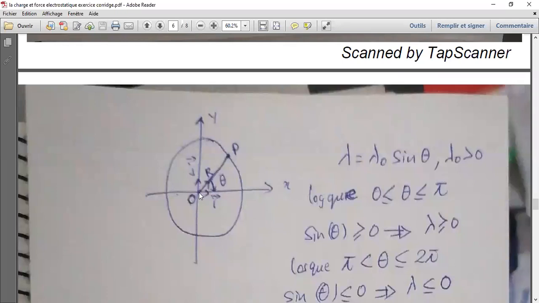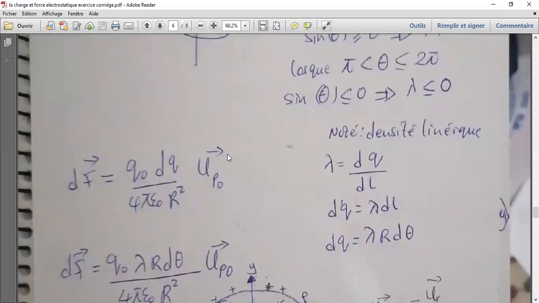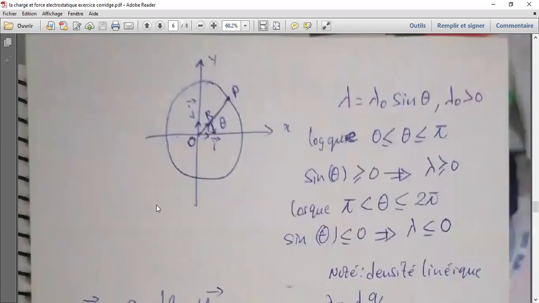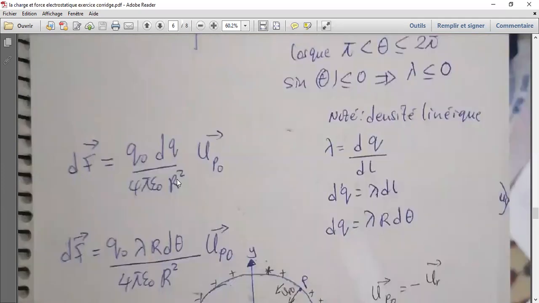So the force which is created here, this one is a constant. It will never change. But the charge which is here is in constant change. That's why you have seen here I've put what? dq. So it will be q0 times dq divided by 4 pi epsilon, times your radius r squared.